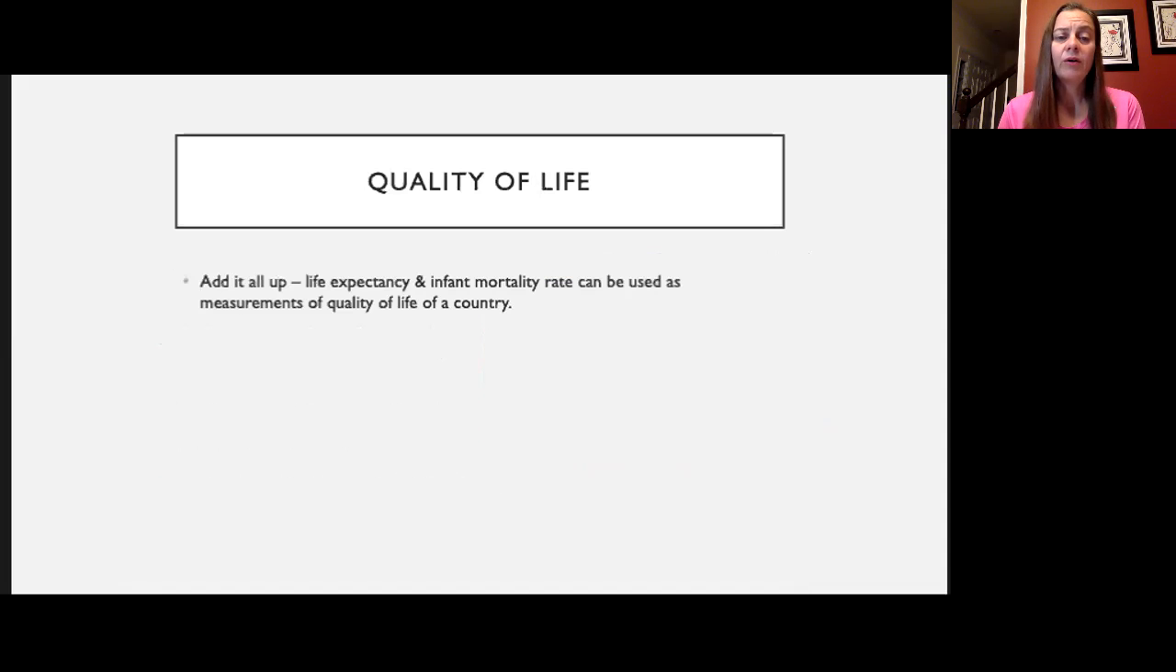So when we put it all together, we can talk about quality of life. One of the easiest ways to judge the quality of life in a country is to look at life expectancy and infant mortality rate. Put together, those two can give us an effective measurement of the quality of life in a country.